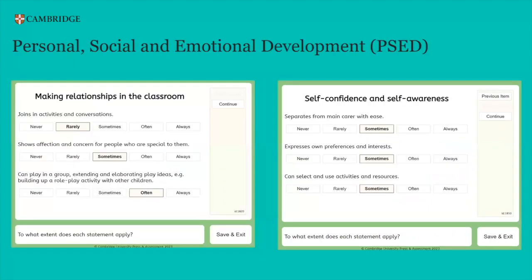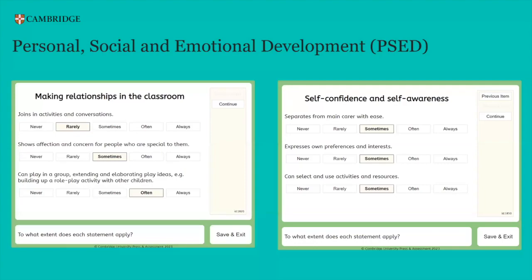Okay, if we can move on then, Philippa. So here's an example of the personal, social and emotional development, or PSED questions. And the teacher wouldn't do this when they're sitting with the child. You'd normally do that once the child had settled into the classroom and you could watch them with other children or carrying out activities. And you can see there we've got a couple of headings: making relationships in the classroom, self-confidence and self-awareness. And for each of those, there's a little phrase, so joins in activities and conversations. And you can mark them: never, rarely, sometimes, often, or always.